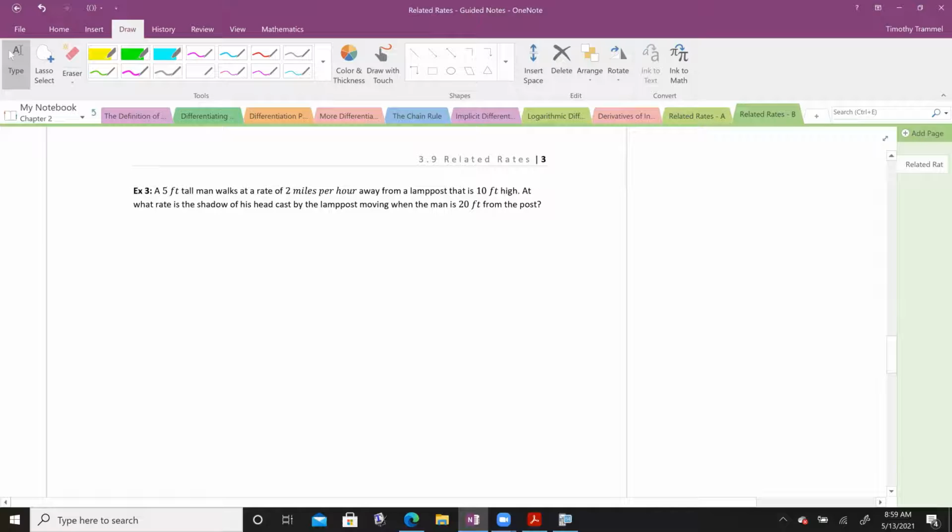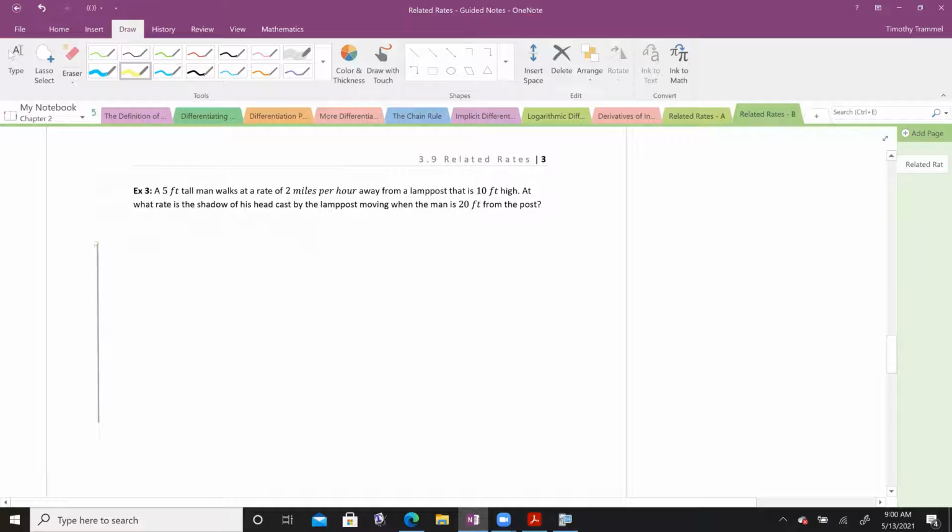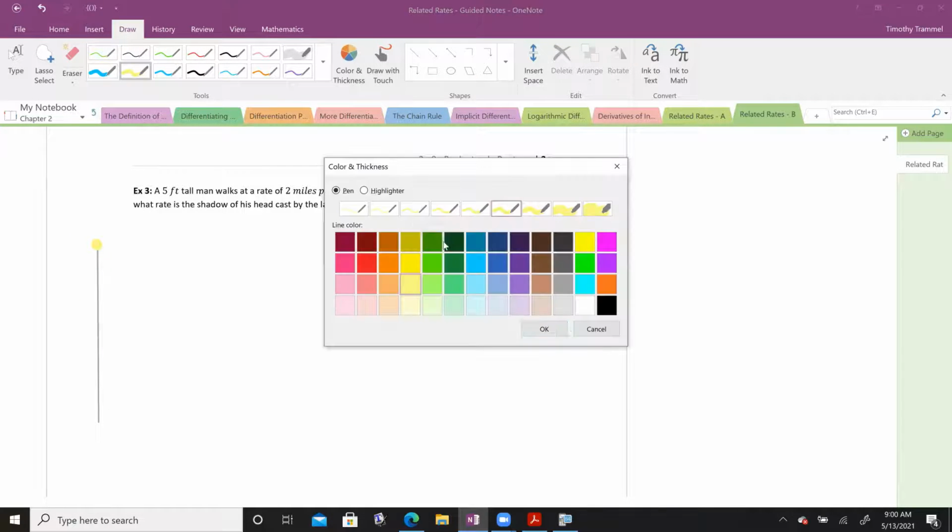Let's see here. So we have a 5-foot tall person, and they're walking 2 miles per hour away from a lamppost that's 10 feet high. And let's just sketch in that lamppost real quick. Let's go ahead and maybe put a little bit of yellow here at the top to know this is the top of our lamppost. But it's 10 feet tall. So let's go ahead and write that, 10 feet.